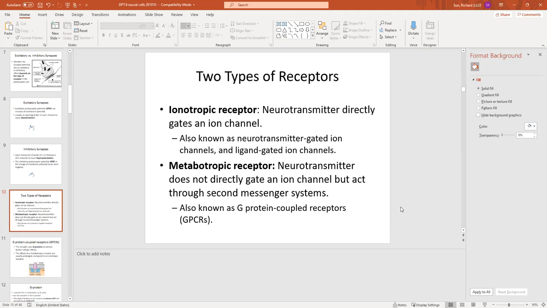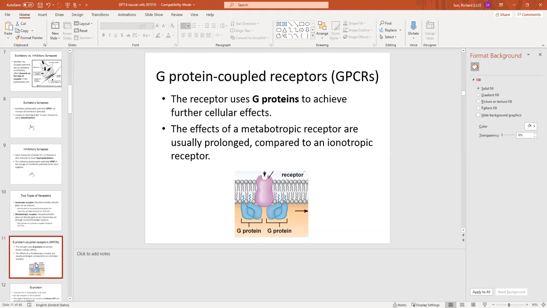So these metabotropic receptors are also known as the G protein coupled receptor, GPCR, because the process goes through the G protein. So let's look at what's happening here. This is the G protein coupled receptor, and here we have the G protein. These effects are usually prolonged because it's not just an open channel, open and close, that straightforward. This one triggers something, and this will trigger further stuff. So this is usually prolonged compared to the ionotropic receptor.